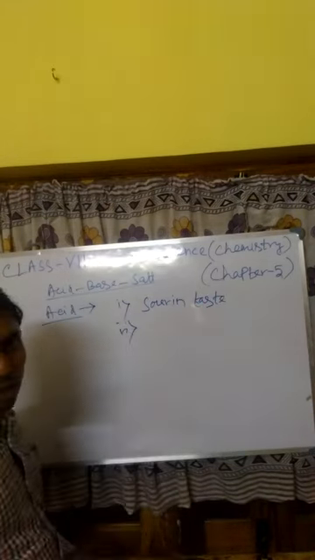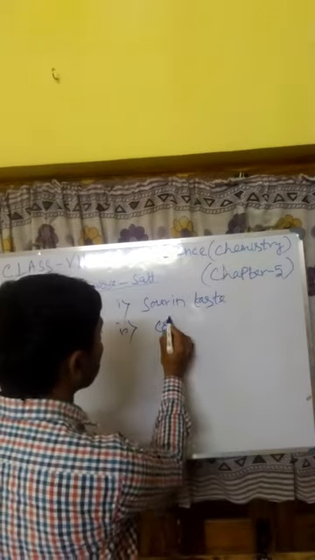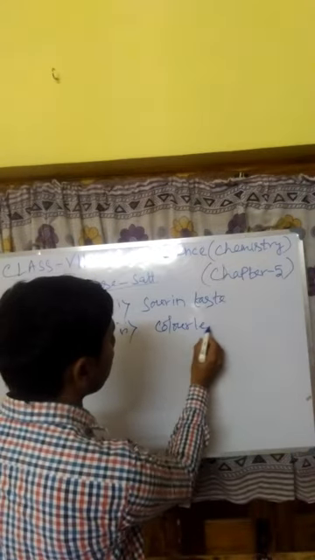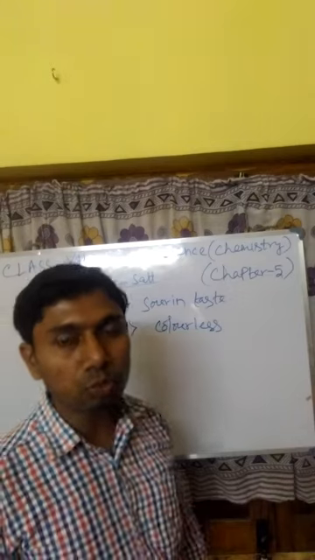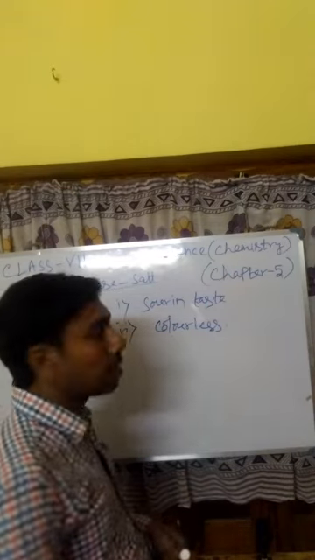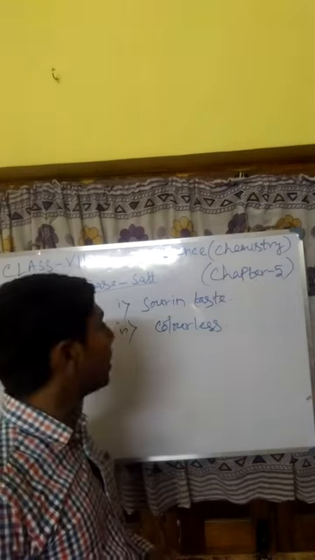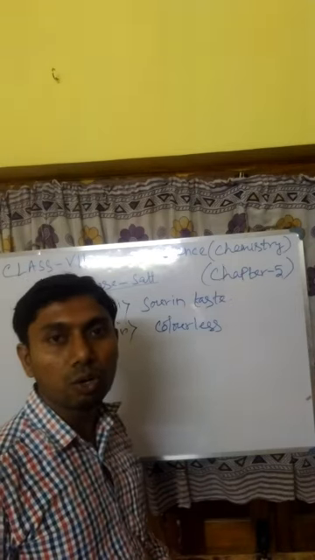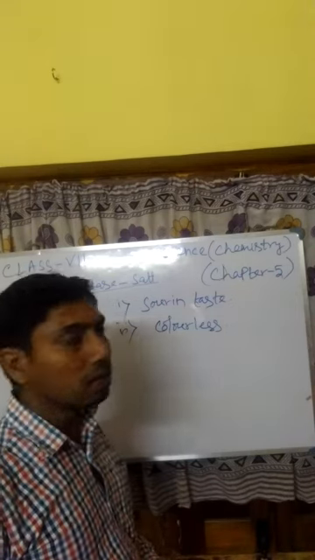Another characteristic of acid, it may be colorless. So by using the two characteristics, we can make a definition of acid, that is a substance which is colorless and sour in taste is known as an acid, right?